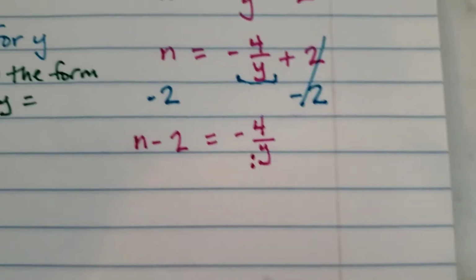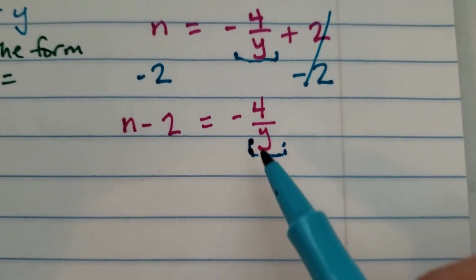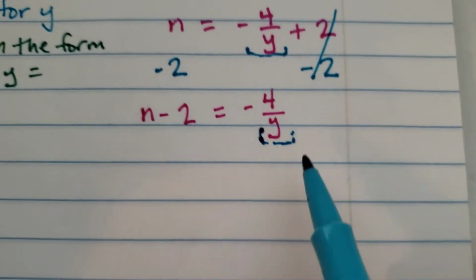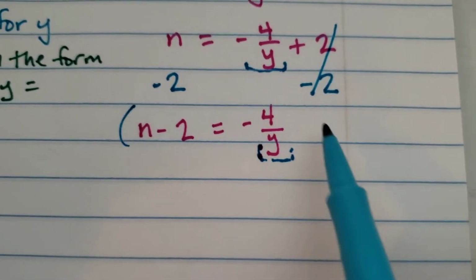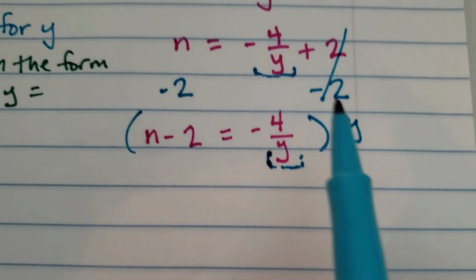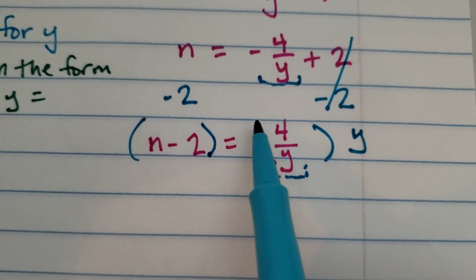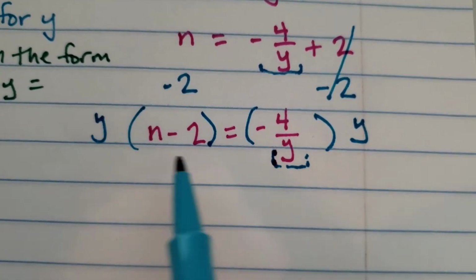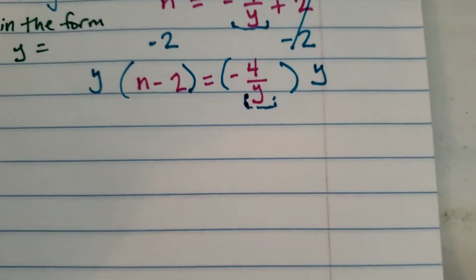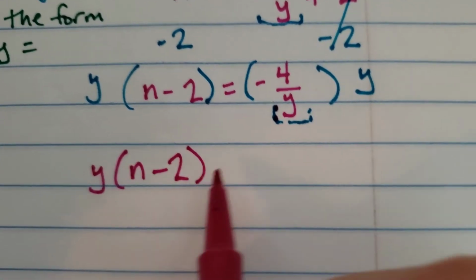Okay? Again, I'm still trying to get the y by itself. When we have fractions, that seems to make everybody kind of freak out a little bit. But don't freak out. Whatever's on the bottom, I can multiply the entire equation by the denominator, and it'll make it not a fraction anymore. So in this case, my denominator is y. I'm going to multiply the entire equation by y. That means this side gets multiplied by y, and this side gets multiplied by y.